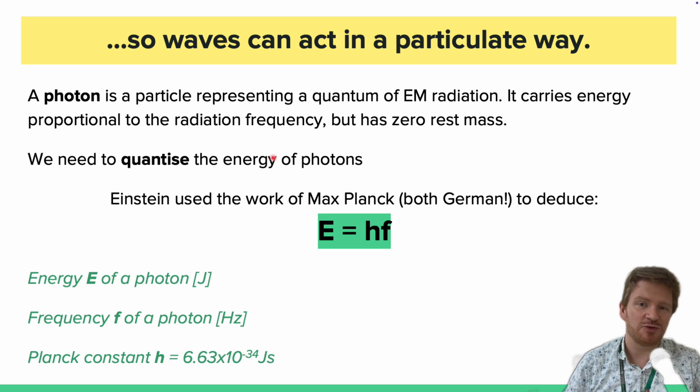We need to say how much energy each photon has. Einstein worked with Max Planck, and they were both two very smart Germans, who came up with this equation: the energy of an individual photon, measured in joules, is equal to some constant, which we're going to name the Planck constant, multiplied by the frequency of that photon. Now, what we say then is that this photon is a packet or a particle of EM radiation, and this is how much energy it carries.